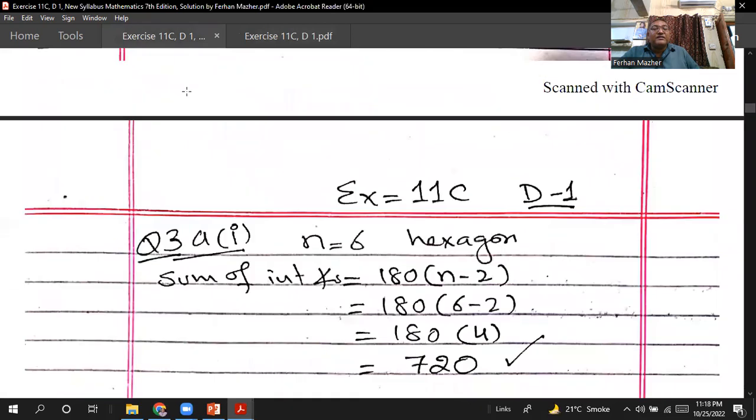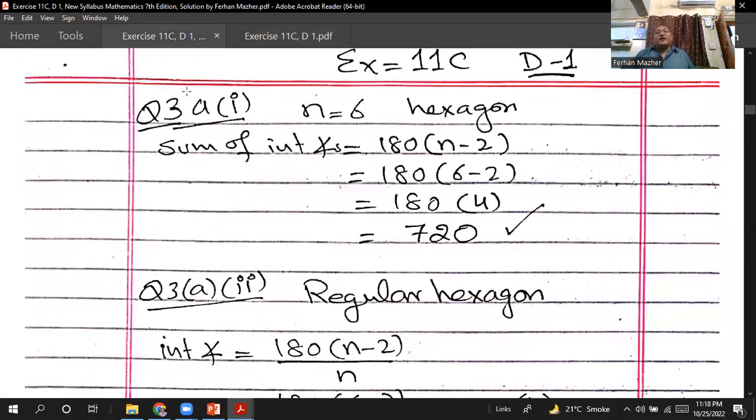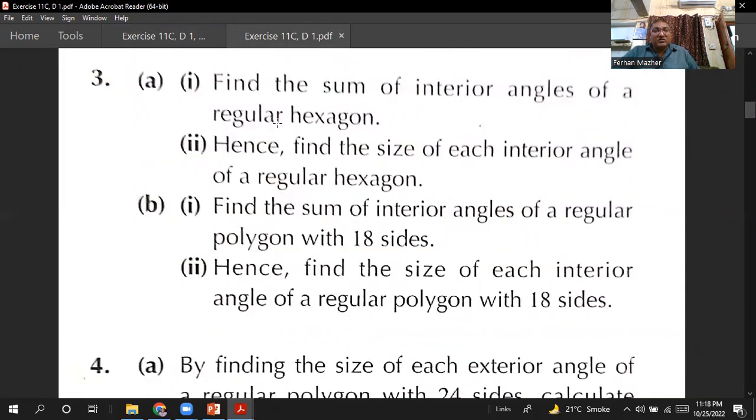So method is very simple. So the sum of the internal angles, n is 6. So it will be 180 bracket n minus 2 bracket close. So 180 bracket 6 minus 2 bracket close. So 180 into 4, that will be 720. So the sum of the internal angles of a hexagon is 720.